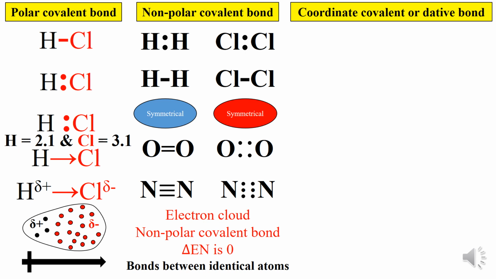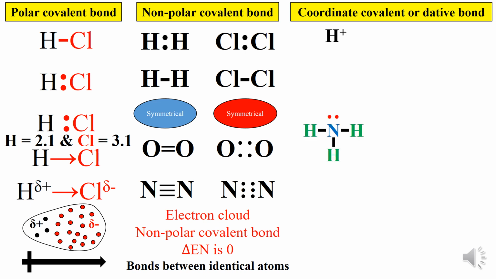The first example will be protonation of ammonia molecule. Second example will be protonation of water molecule. And third example will be coordinate covalent bond formation between ammonia molecule and boron trifluoride. So let me start with the first example, that is protonation of ammonia molecule.